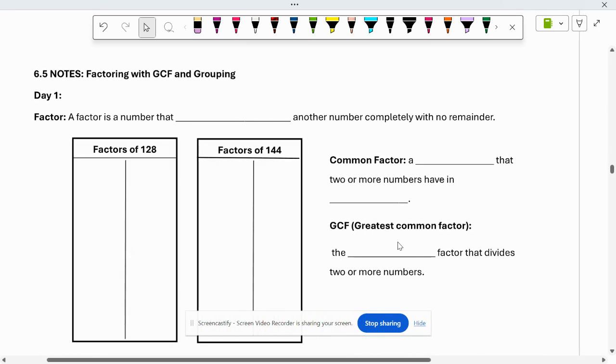I would take your white packet. Once we're done with these notes, I would take the white packet from yesterday and staple it right to the green one. Take the white one and we'll staple it right to the front of the green one.